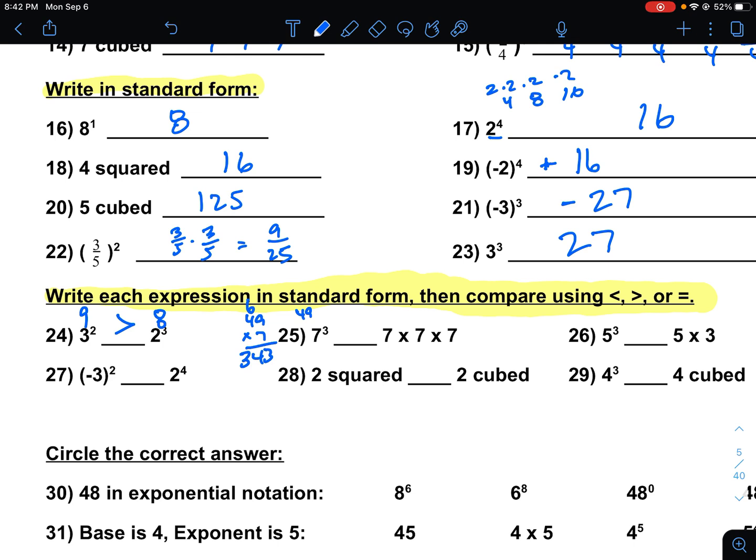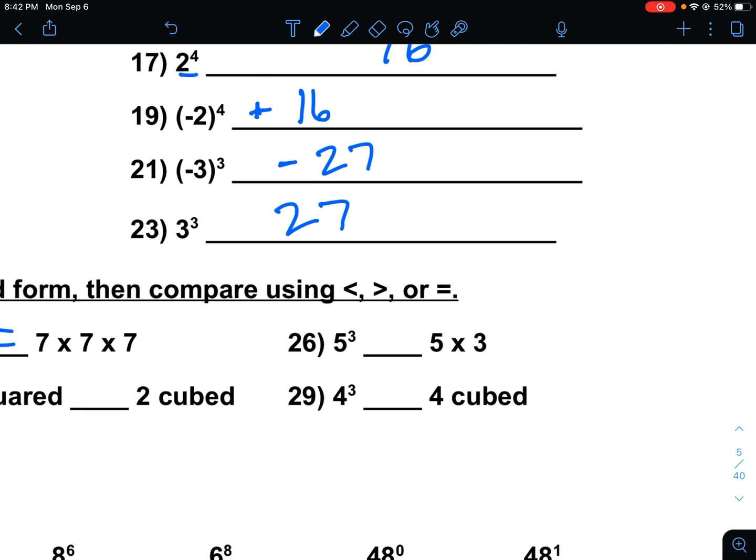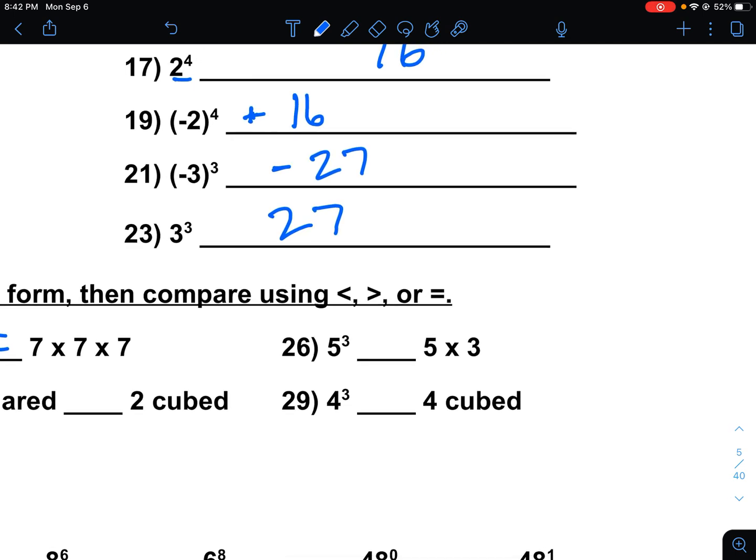So that's, erase this. That's 343. And 7 times 7 times, oh my gosh, I didn't even have to do this because 7 to the third is 7 times 7 times 7. What a waste of time. Those two are equal.